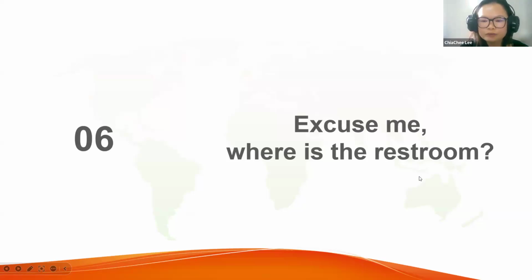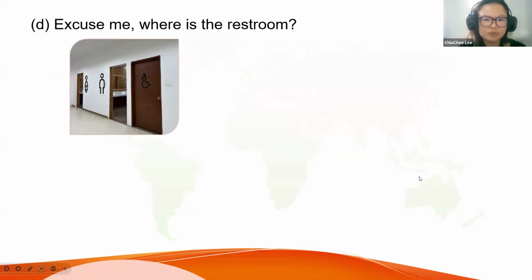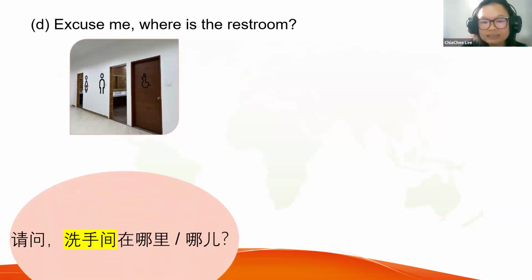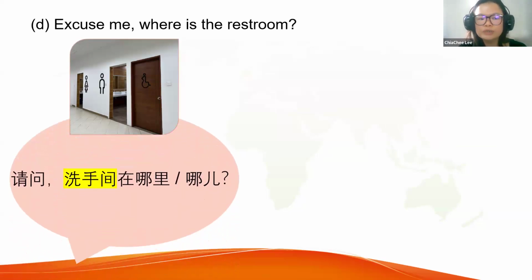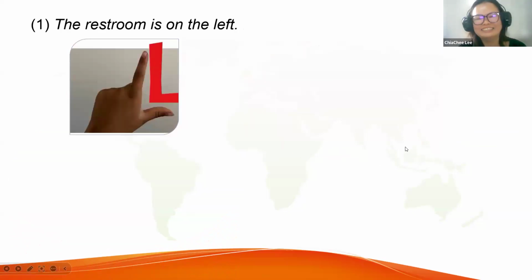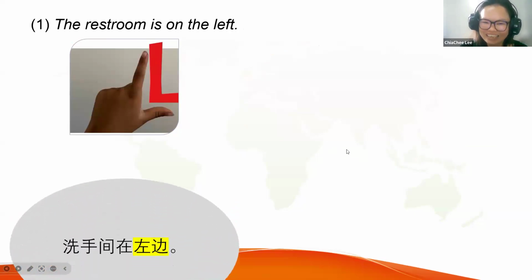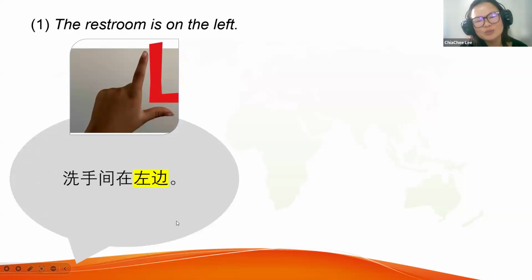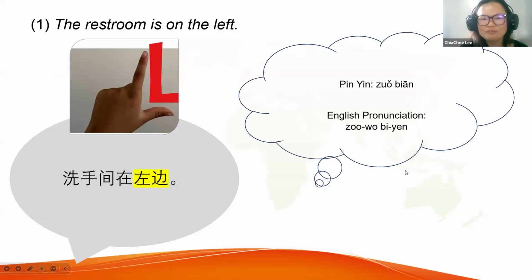Excuse me, where's the restroom? In this case, we are using 洗手间. 厕所 is acceptable. 请问厕所在哪里？ Okay, no issue. Now we use 洗手间. Okay, now you're more expert than me. First one should be on the left, right? Yes. The restroom is on the left. 左边，洗手间在左边. I think this will be the last part, so please bear with me.